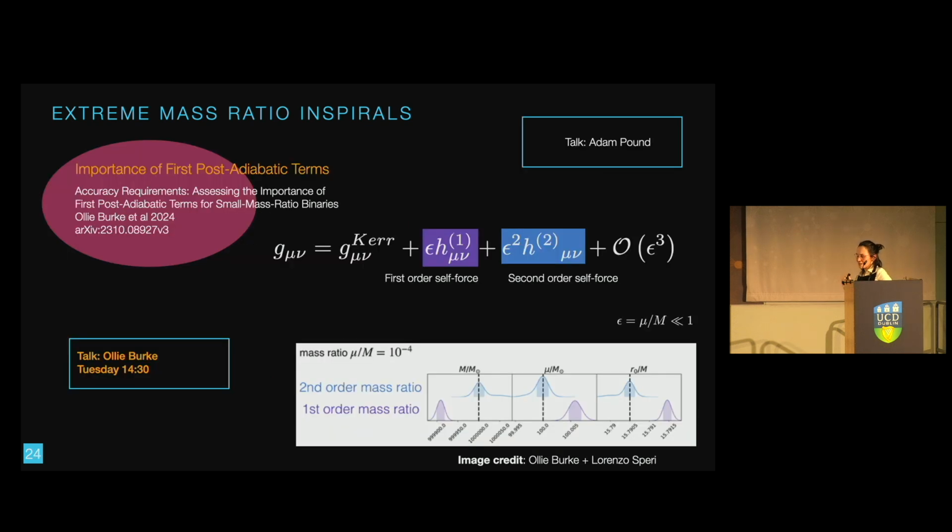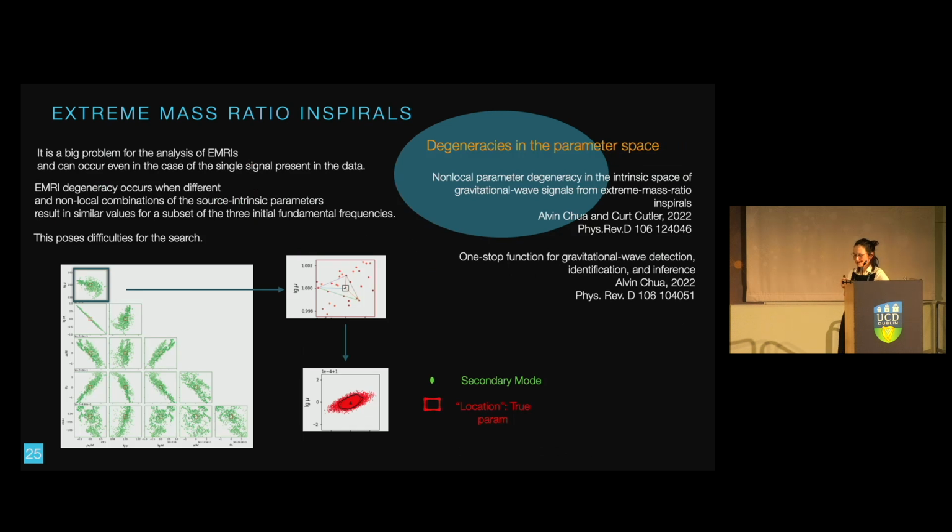However, these waveforms are not yet full waveforms. They don't take into account the second order self-force. And you can see, and you can also see the talk by Ole Burke on Tuesday, how important it is to include the second order self-force, because otherwise you're going to get biases in the parameter estimation. And you can also see a plenary talk from Adam Pound where he will describe the self-force approach.